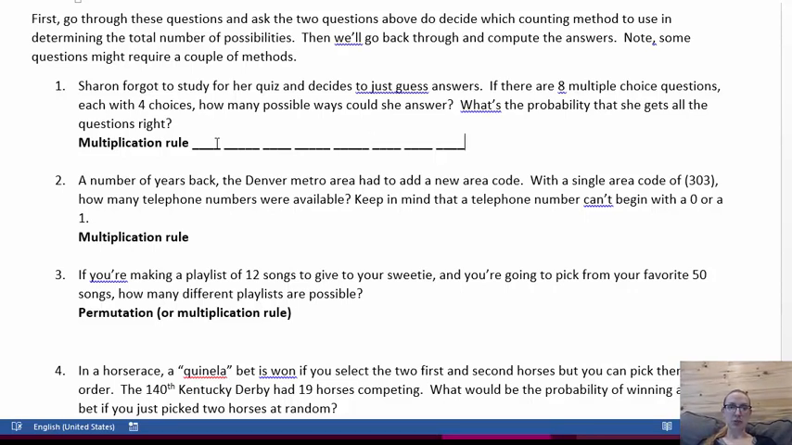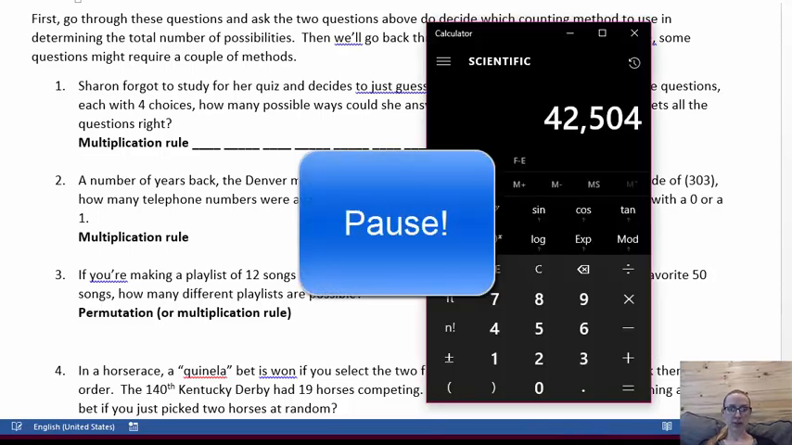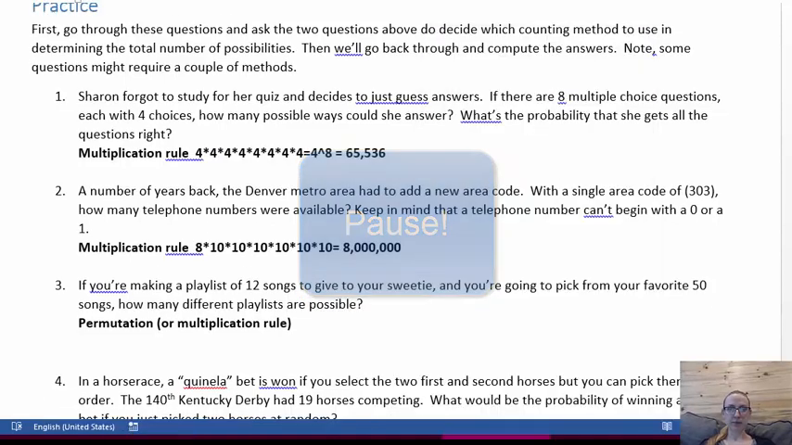Right, so I would draw out 8 little slots on the paper, and then for each one of those slots, you need to decide how many options there are for the first question, and then the second question, and the third question, and so on. And whatever those numbers are, you want to multiply them all together and get your final answer. So let's do all the multiplication rule ones first. All right, so number 1, you should have 8 different slots to fill.